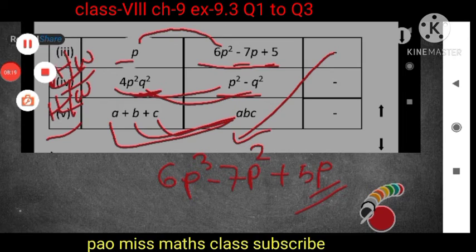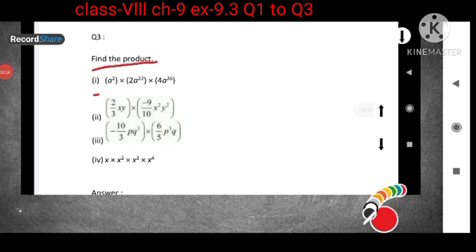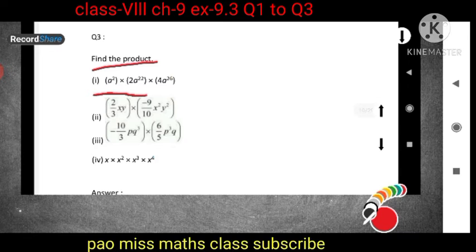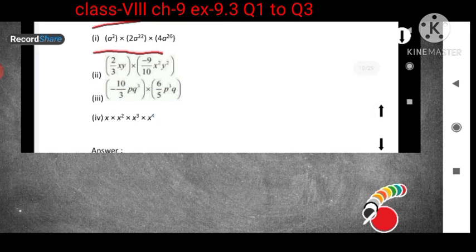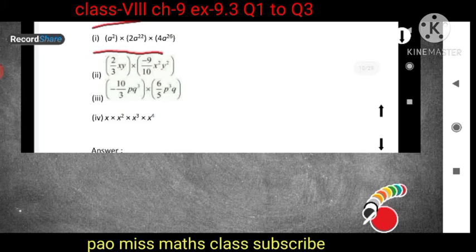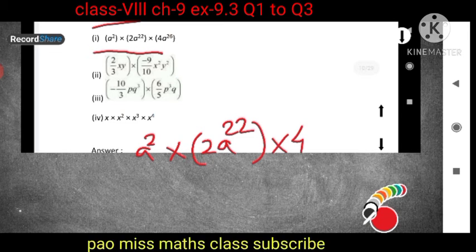Question number 3, find the product. Here it is given a square multiply with 2a to the power 22 multiply with 4a to the power 26. Now we have to multiply this. So what is the given question here? a square multiply with 2a to the power 22 multiply with 4a to the power 26.